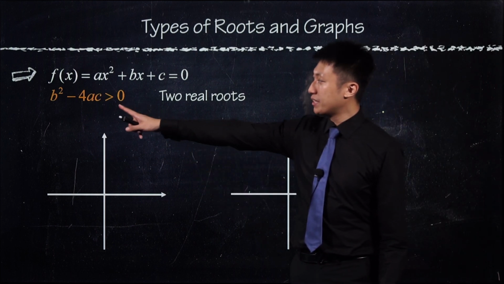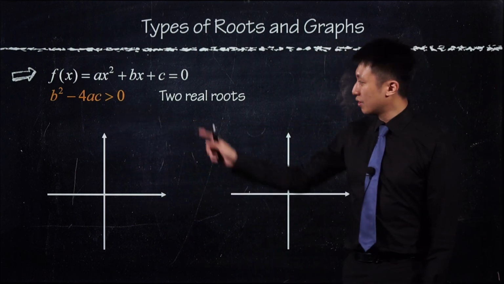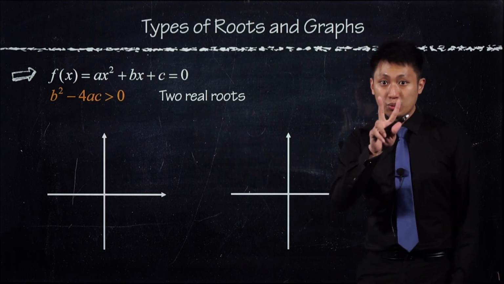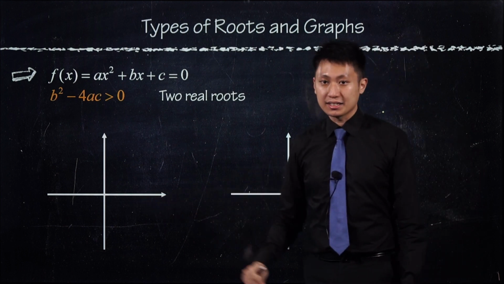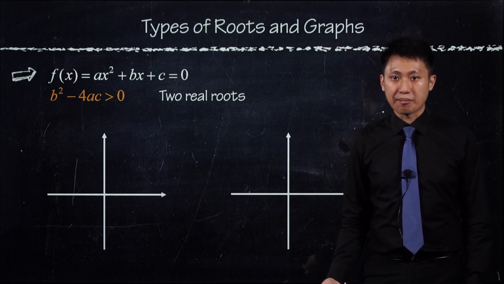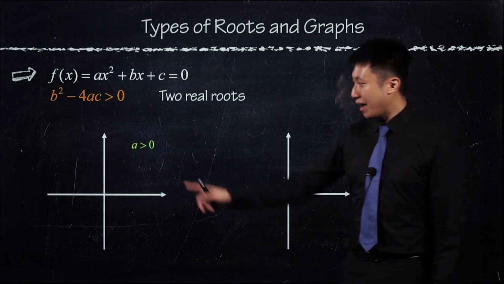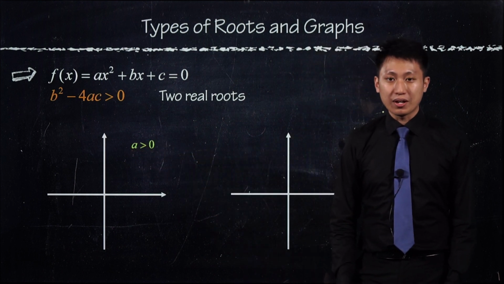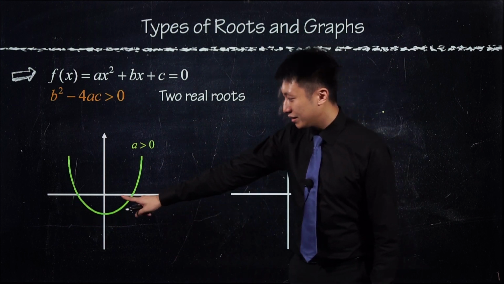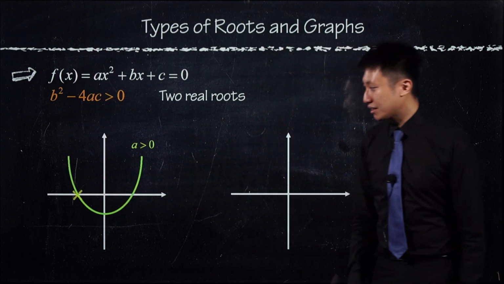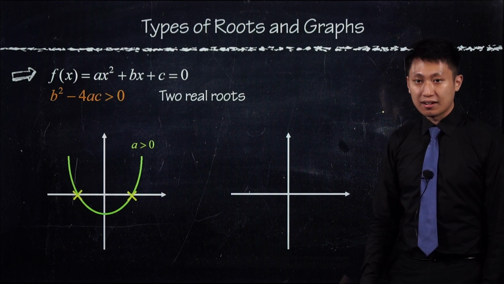So when b squared minus 4ac is bigger than 0, then you have 2 real roots. Okay, 2 real roots means what? 2 intersections with the x-axis, or 2 x-intercepts. So you have a bigger than 0. It looks like what? Smiley face. Then it should look like these. Okay, there are 2 intersection points there. See that? All right.